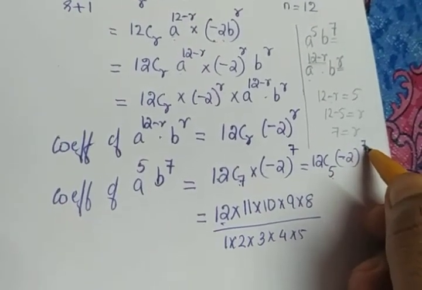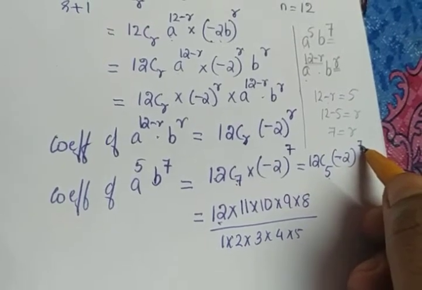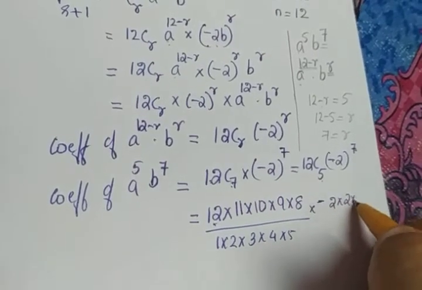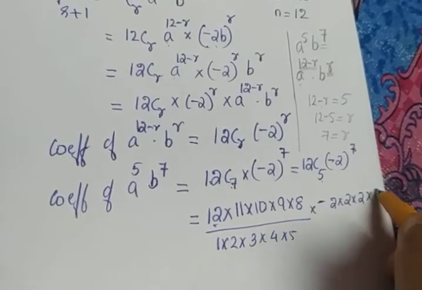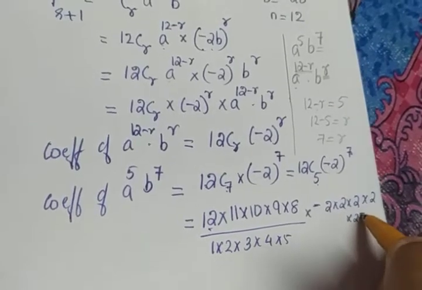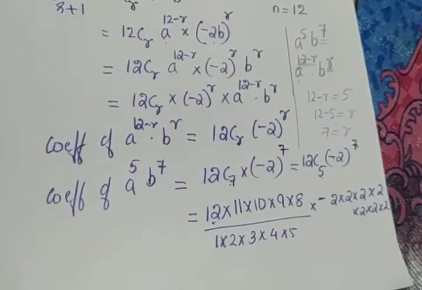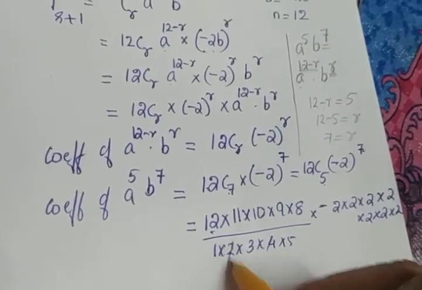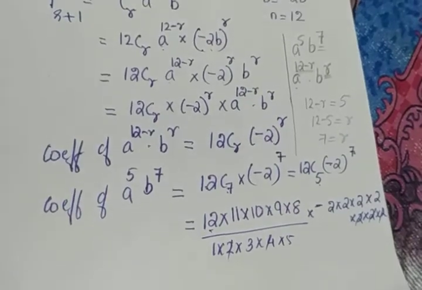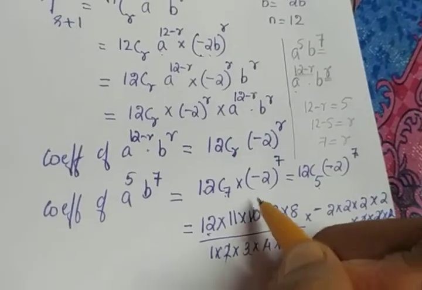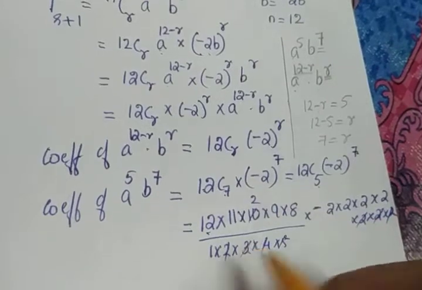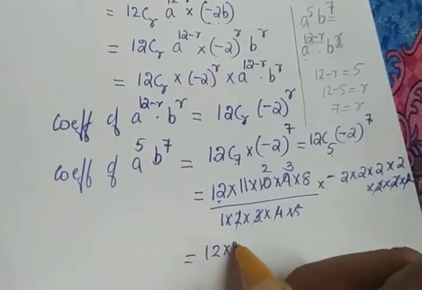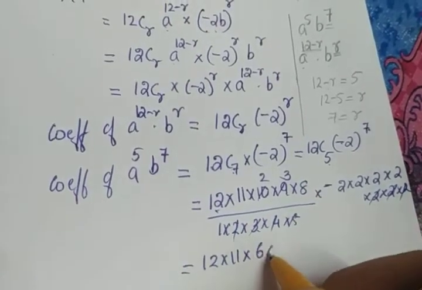Negative raised to 7, an odd number, will give you negative. So negative is there. And 2 raised to 7 is 2 into 2 into 2, 7 times. Now cancel the terms. 4 into 2 is 8, so I can cancel 3 twos. Again 5 and 10 can be cancelled giving 2. Again 3 and 9 get cancelled giving 3. So what I get is 12 into 11 into 3 into 2, which gives 6 into 8.